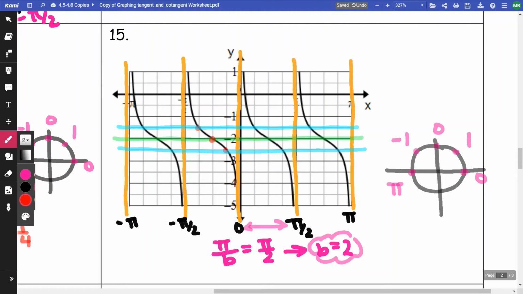So our equation is going to be y equals, I'm going to keep it as a cotangent, a positive cotangent. My b is 2. I'm not shifting it left or right. I am dropping this down to a -2.